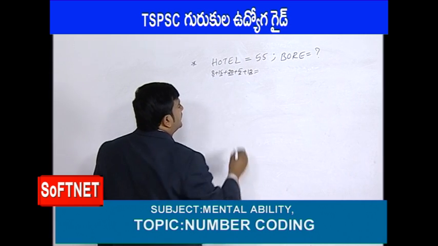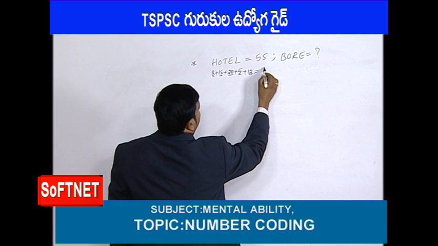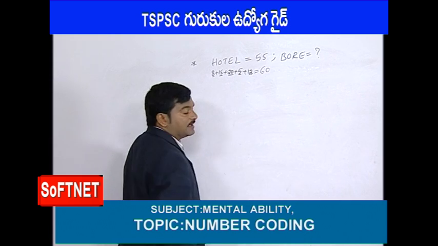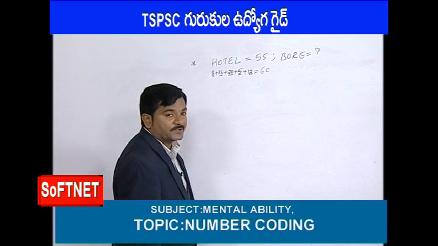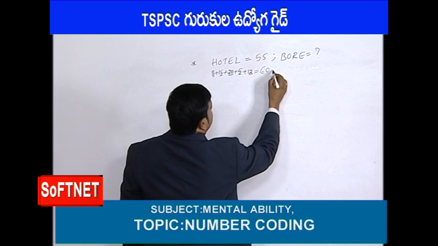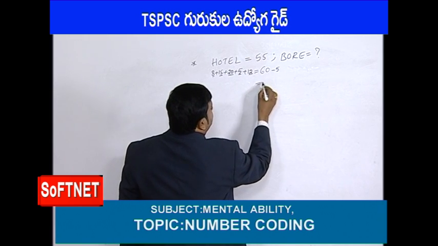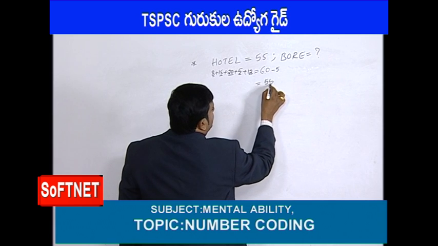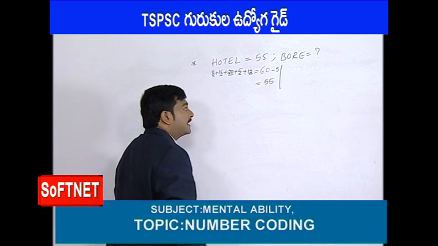40 plus 20, how much am I getting? 60. Actually I am getting 60, but how much was E assigned? 55. What does it mean? How much was subtracted? 5 was subtracted. 60 minus 5, how much am I getting? 55 we are getting. Okay.